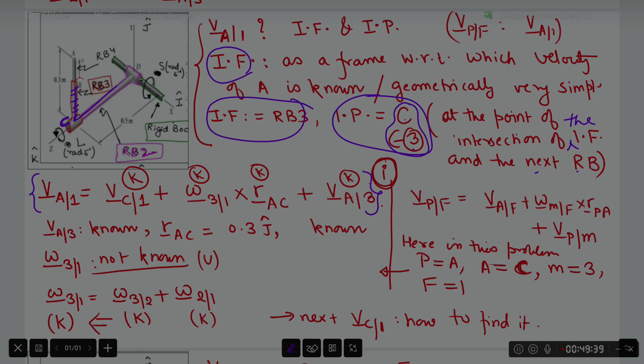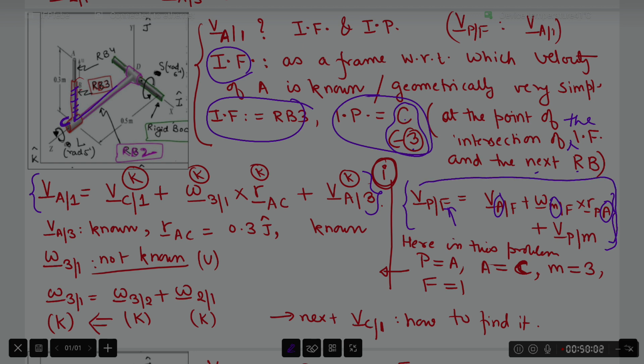Okay. Now remember, we are using this relationship in the background. This is what I derived. The freely moving particle was P. The main frame of interest was F. M was the intermediate frame, A was the intermediate point. This is the form in which we derived the relationship.